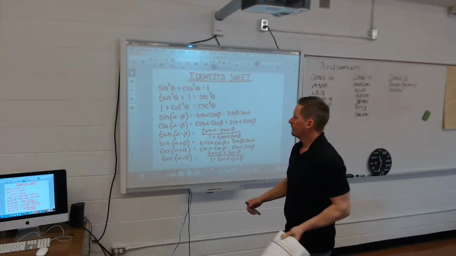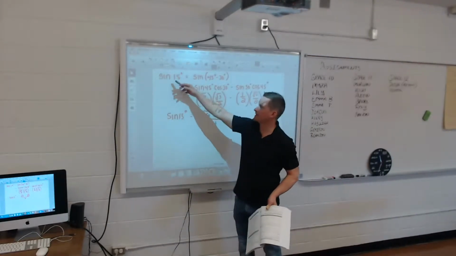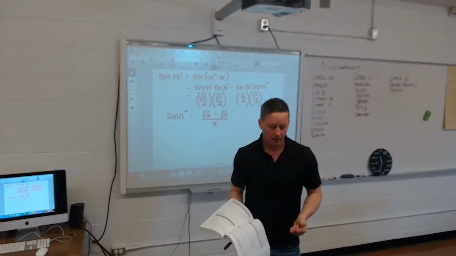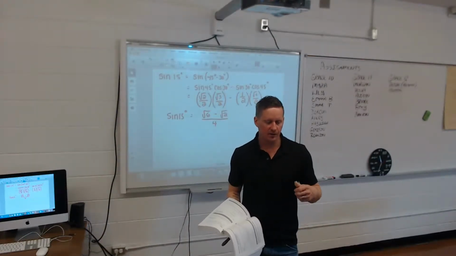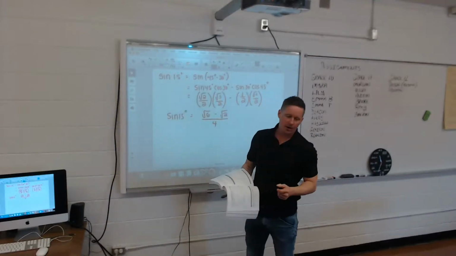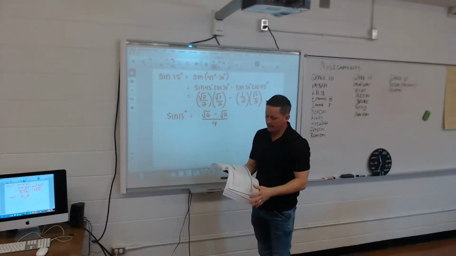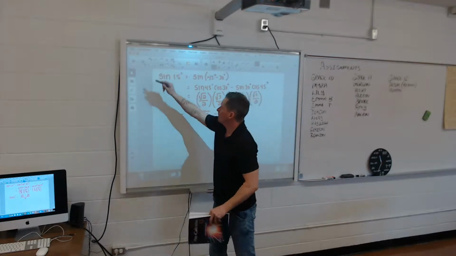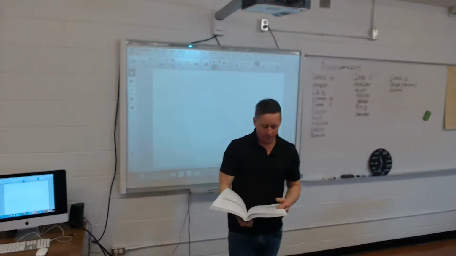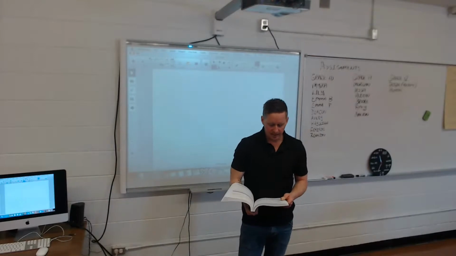So the reason that we use them, again, is so that we can find exact values of angles that aren't on our unit circle. The only thing on our unit circle is 30s, 60s, and 90s. What happens if we want to find something that's not on the unit circle, like a 15? I use an identity to help me do that. So what they want you to be able to do is write out these as single identities.